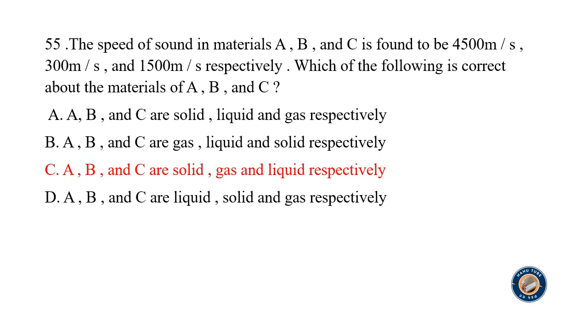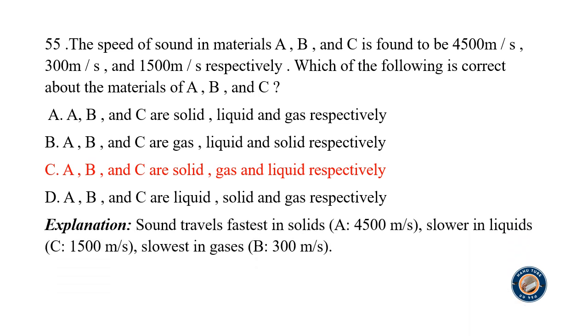The answer will be: A, B and C are solid, gas and liquid respectively. Sound travels fastest in the solid, which is A, 4,500 meters per second, slower in liquids, which is about 1,500 meters per second, and the slowest in gases, which is about 300 meters per second.